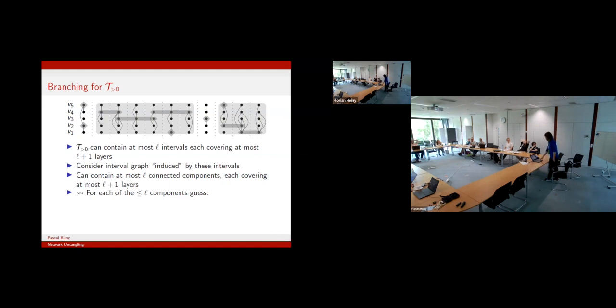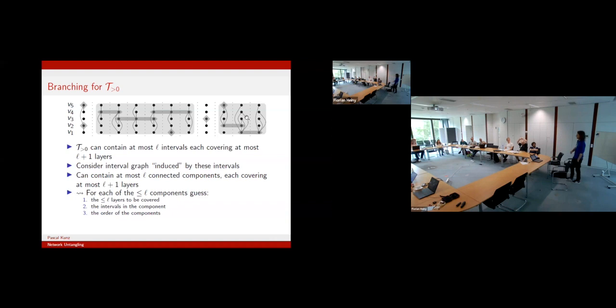For each of these L connected components, I'm going to guess a lot of things. I'm going to guess what the layers look like that I want to cover. So I would guess these six graphs here in the back. I'm allowed to guess them because the number of graphs on n vertices is bounded by a function in n. So I can guess all six of these. I can also guess what intervals I used to cover them, so I could guess where these three intervals here are located. And then finally, I also want to guess the order of the components. So I would guess that this component comes before this one.